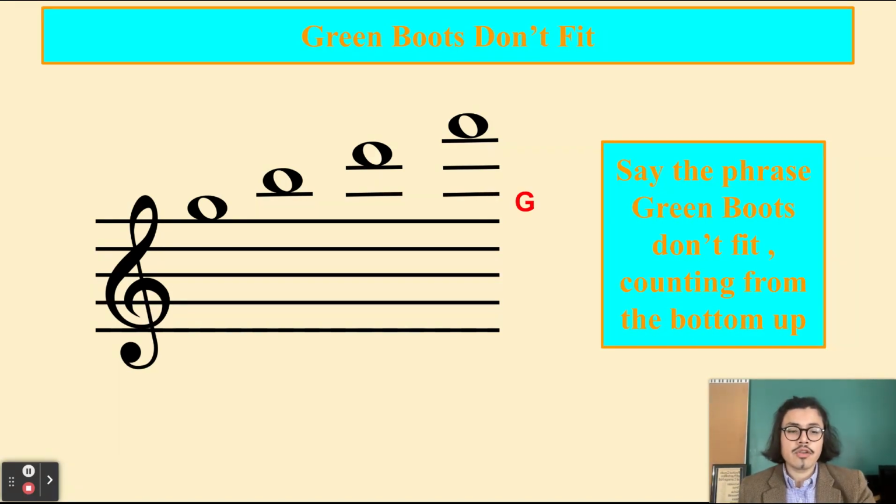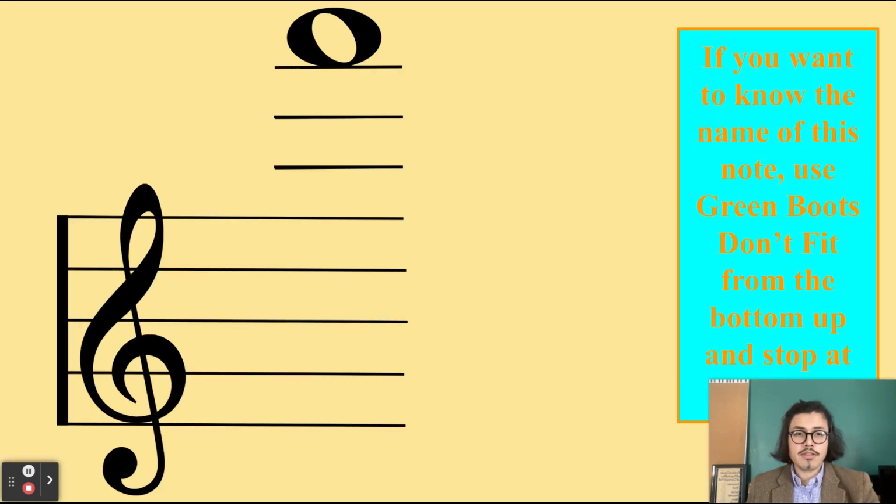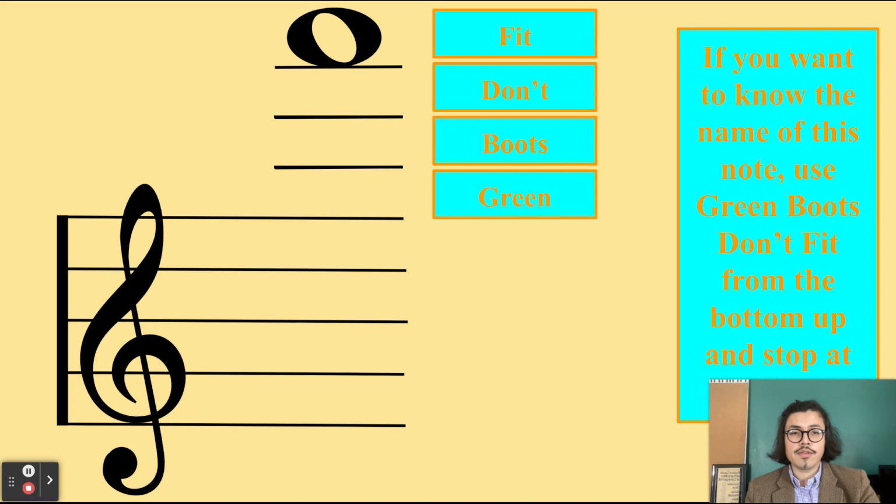So G, B, D, F. Green boots don't fit. Let's think about it that way, okay? Remember this phrase. So let's say I want to know the name of this note. I'm going to say the phrase: green boots don't fit. Well, it's on the fourth space above. So the note is F because we stop at "fit."